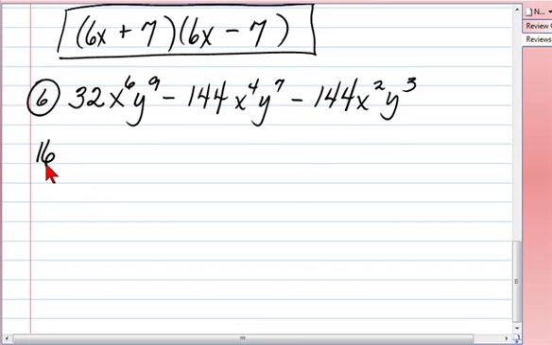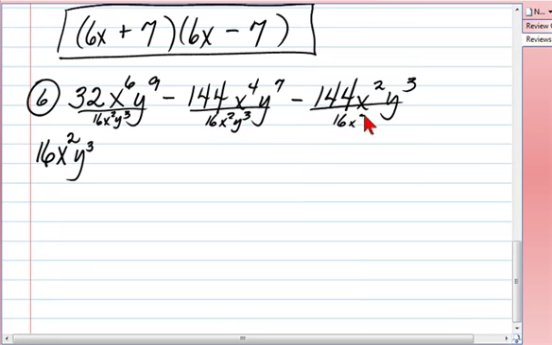What about x's? X to the 2nd and y to the 3rd. And you know that because you have to take the low power. All right, if I divide each of these by 16x squared y to the 3rd, 16x squared y to the 3rd, 16x squared y to the 3rd.